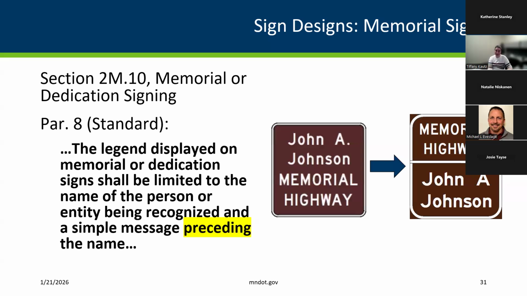Another change that's occurred is regarding memorial signs. So in the past, when we were going to memorialize a person or entity, we were allowed to place a simple message preceding or following the name of the person being memorialized. Well, the "or following" got removed, and so now we're only able to place that simple message preceding the name of the person or entity being memorialized. So in the past, we would have the simple message after, but that's no longer allowed, and this will be the design that MnDOT is looking to go forward with.